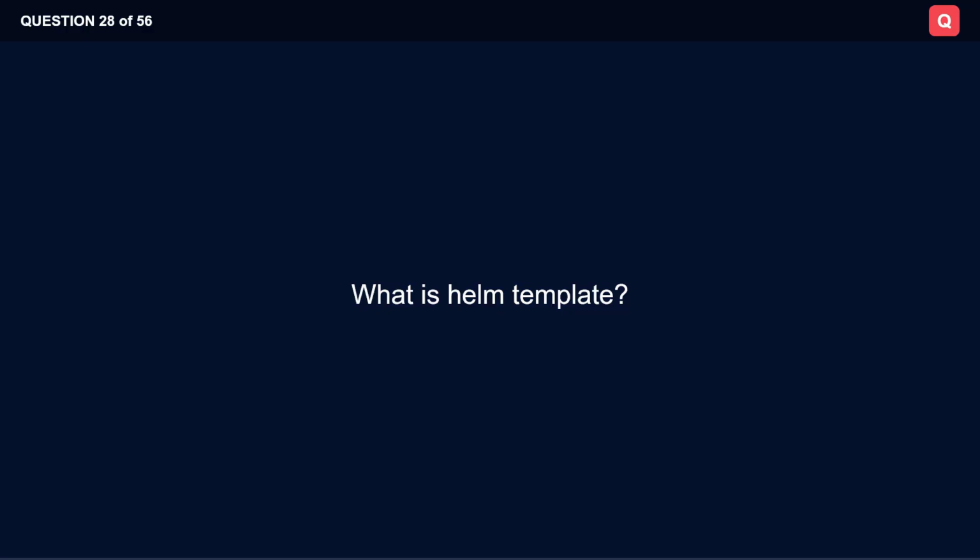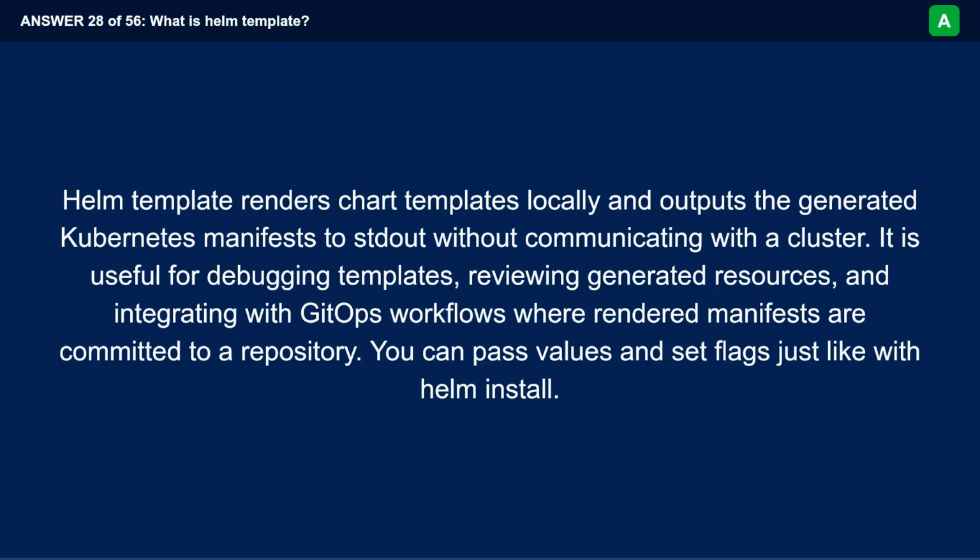What is helm template? Helm template renders chart templates locally and outputs the generated Kubernetes manifests to stdout without communicating with a cluster. It is useful for debugging templates, reviewing generated resources, and integrating with GitOps workflows where rendered manifests are committed to a repository. You can pass values and set flags just like with helm install.